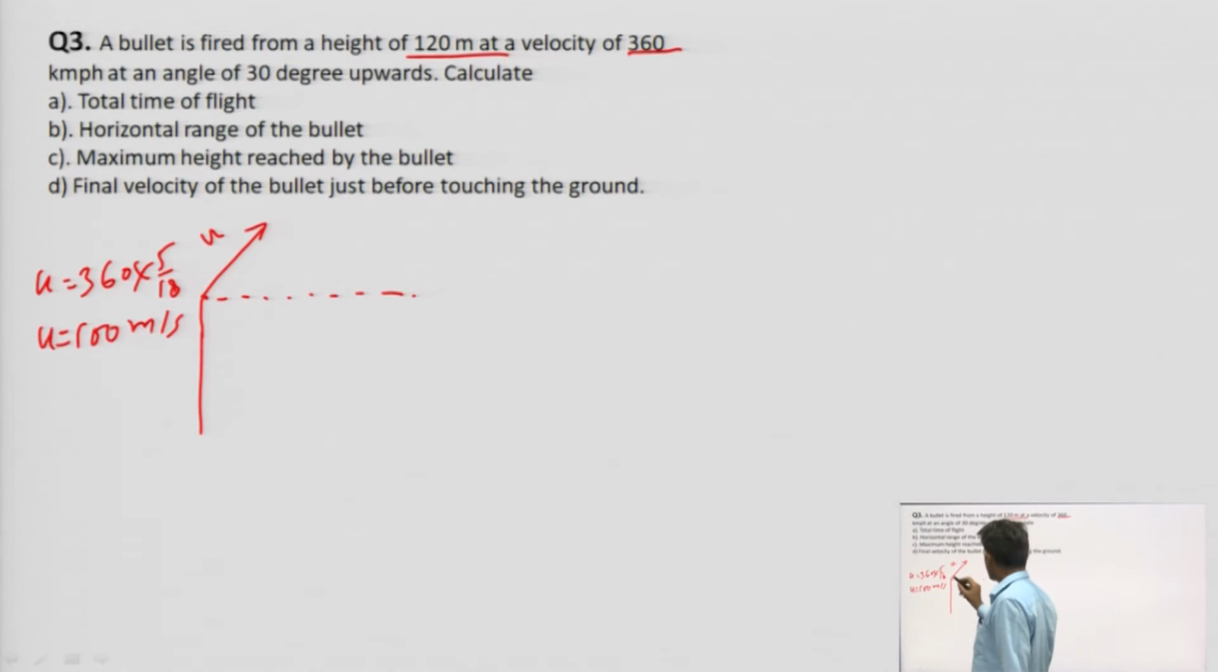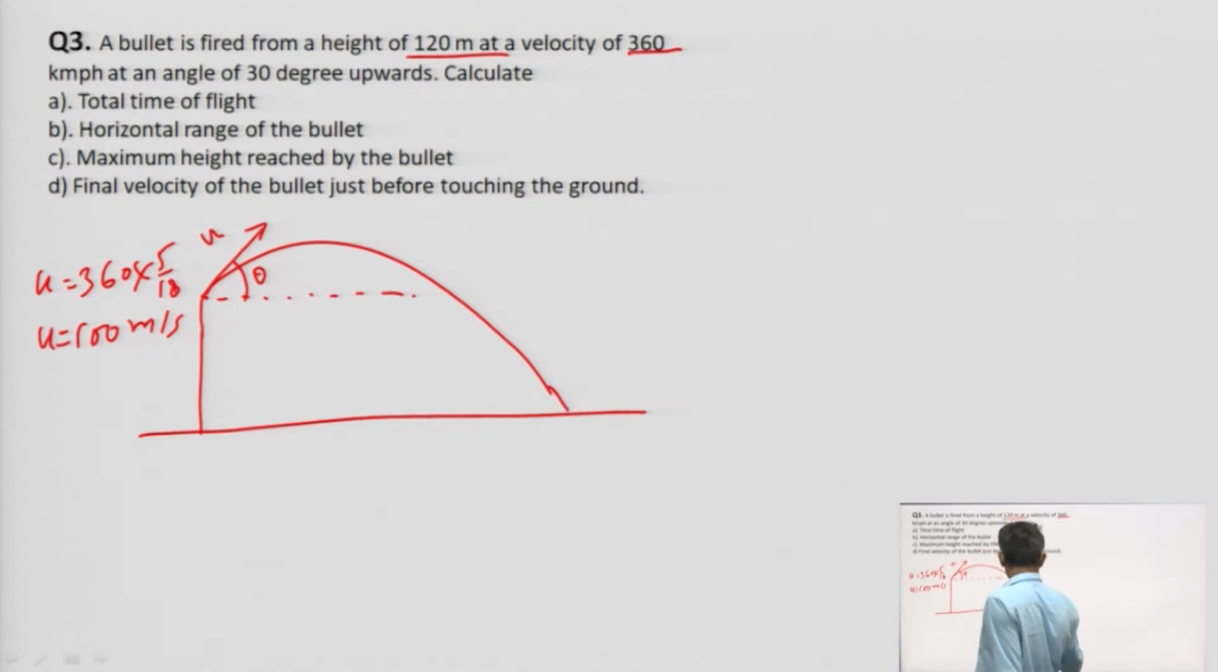It is projected at an angle 30 degree upward. So, this angle is theta. Calculate total time of flight. It reaches to here, and say this is the projection point, and this height is 120 meter, right. So, what we need to calculate? We need to calculate total time of flight.